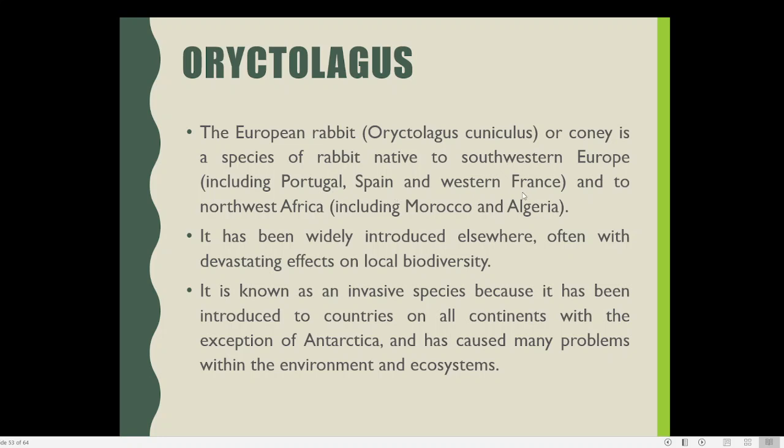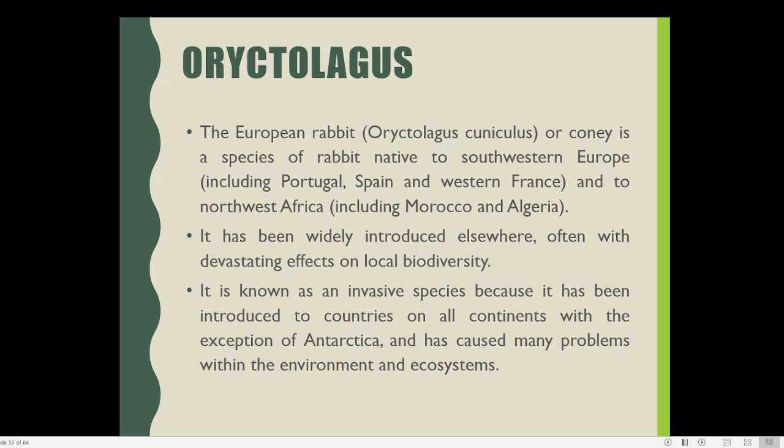Even in our Kerala, the common white rabbit is actually Oryctolagus cuniculus, because it has been imported from Europe, from any of these countries. It is also native to northwest Africa, like Morocco and Algeria. In other parts of the world, it has been widely introduced. That is why this species of rabbit is also present in Kerala and in other parts of India, because Europeans brought it here. And it is known as an invasive species.